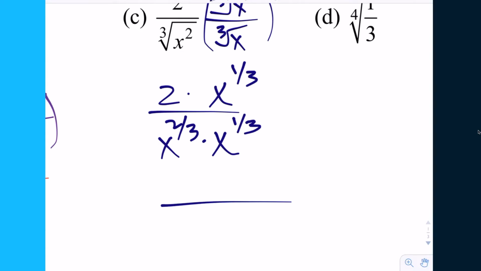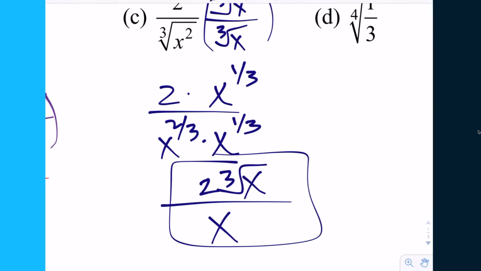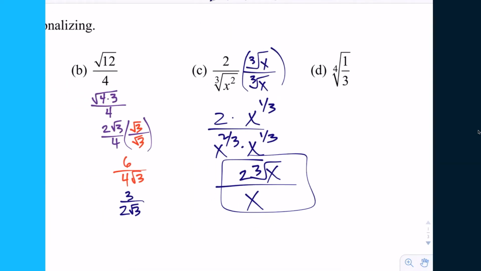Now let's see what we get in the bottom. What's 2/3 plus 1/3? 3/3 or 1. So we have x to the first, and on the top we have 2 cube root of x. And there's the answer. So that's how you rationalize. You're making fractional exponents whole. Now you've probably only had limited experience with square roots, which is why you maybe thought you just multiply by the same radical.